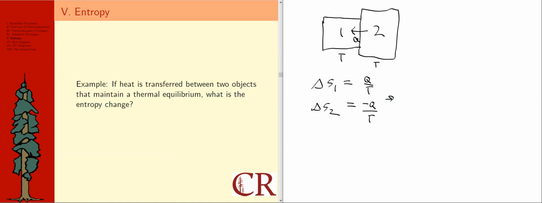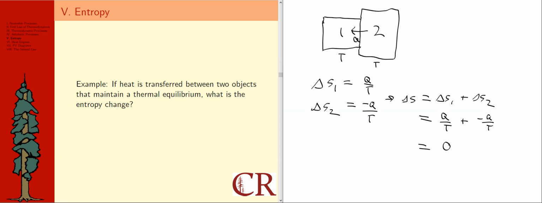And so based on that, the overall entropy change for this situation is the sum of these two, which, since one of them is Q over T and the other one's really minus Q over T, those are equal and opposite, so they clearly cancel each other out, which yields a net entropy change of 0.